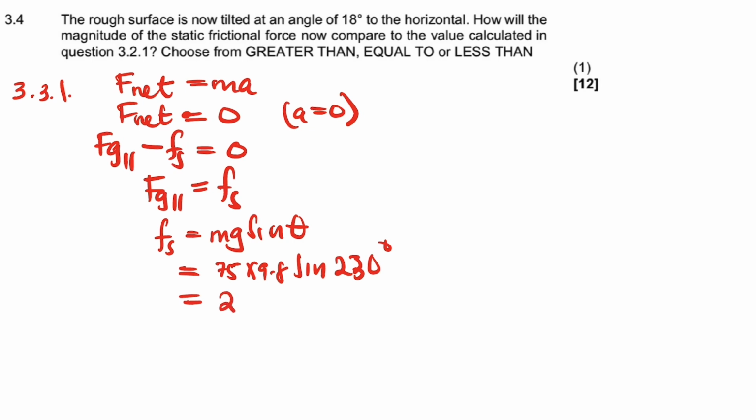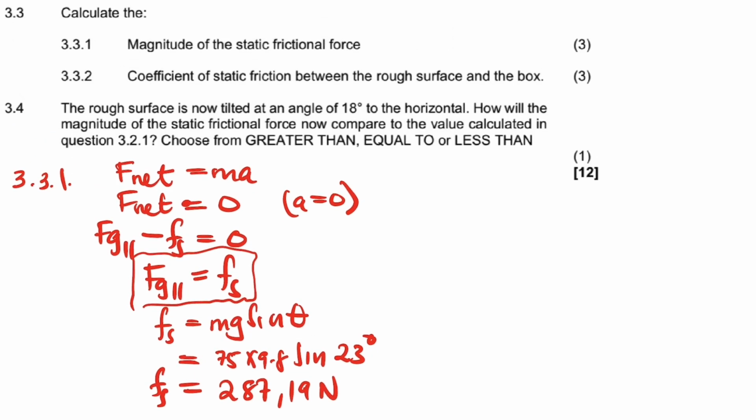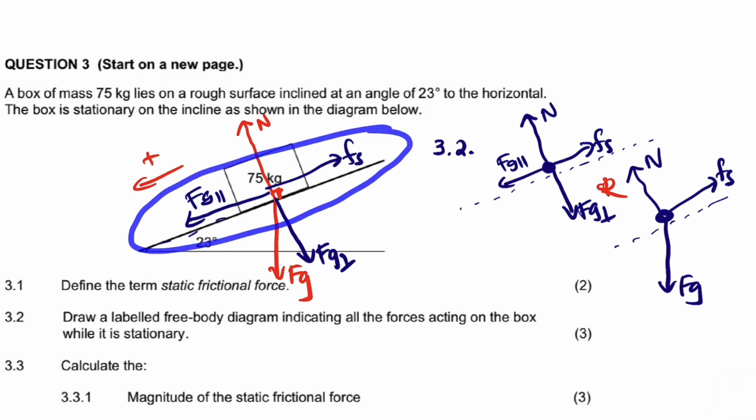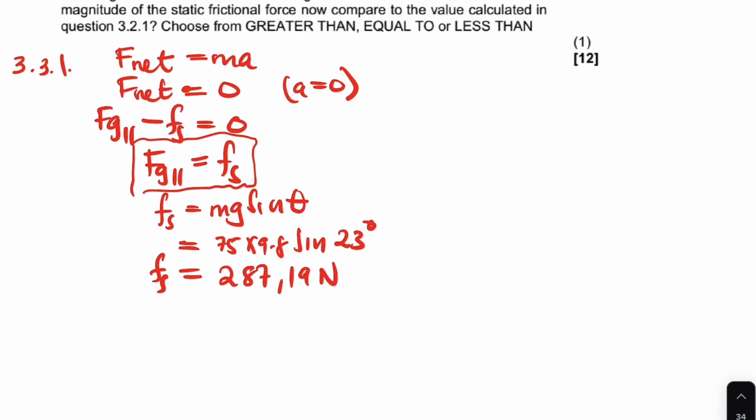The answer here is 287.19 newtons. I don't know what I've written here. It's sine 23 degrees. So that's the static frictional force, right? Remember guys, here the static frictional force and the FG parallel are equivalent because the object is stationary. So these two forces are equivalent.